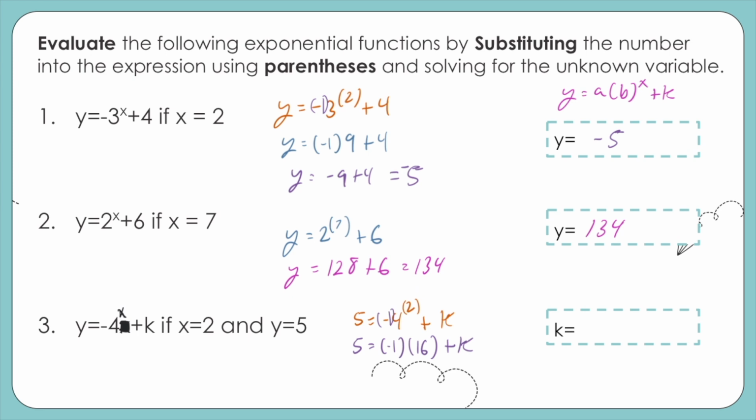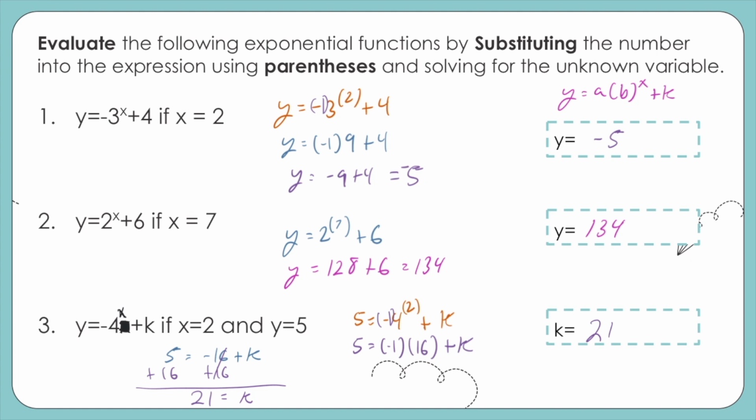Our next step is going to be to do our multiplication there. So we've got negative 1 times positive 16. That's going to give us negative 16. Ran out of room, so we're going to move over here. We've got 5 is equal to negative 16 now plus k. And our last step is going to be to add 16 to both sides of our equation. When we do that, these are going to cancel, leaving us with just k on this side. And 5 plus 16 is going to be positive 21, so k is going to be equal to 21.